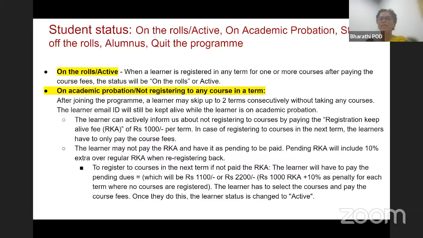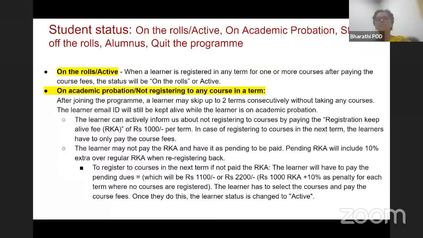Student status, you can go through this in the student handbook that we have. There are multiple statuses that we maintain for students. If you're registered to any particular term, we call you an active student. If you put RKA, that is, you don't want to register to any courses in a particular term but take a break, in that case you keep a registration, keep alive fee, RKA, we call it. You pay 1,000 rupees and you just keep your email ID alive, your drive alive, maybe access to the program alive. That is called RKA, and in that term, your status will be academic probation.